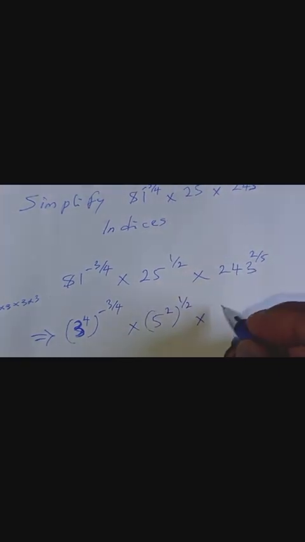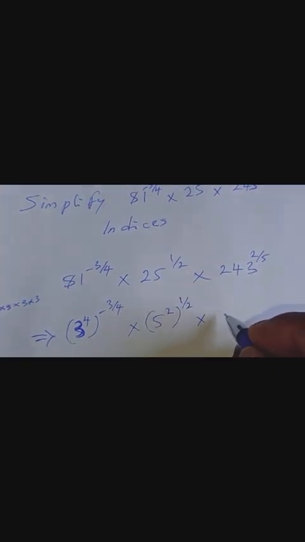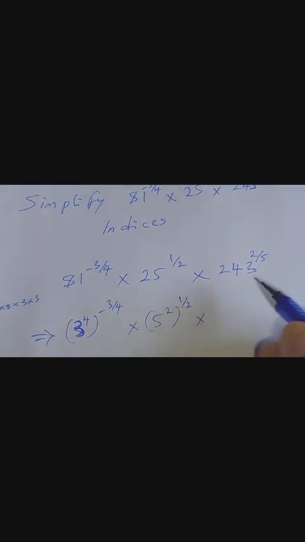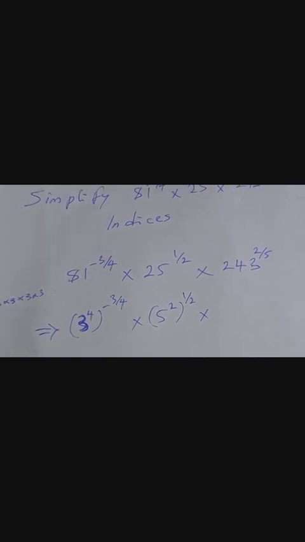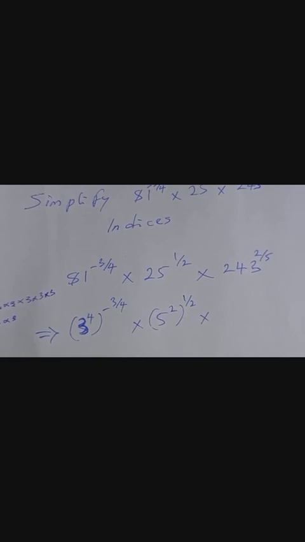Now let's go to 243. If you do it very well, you will see that it's still 3, the simplest root of it. 3 times 3 will give you 9. 9 times 3 will give you 27. 27 times 3 will give you 81. And 81 times 3 will give you 243.